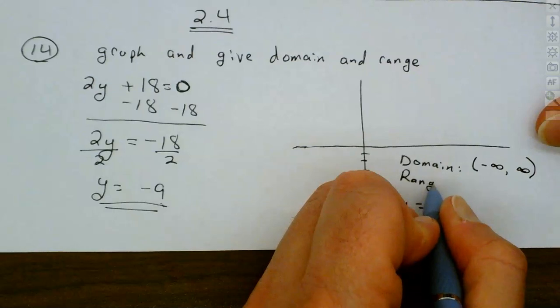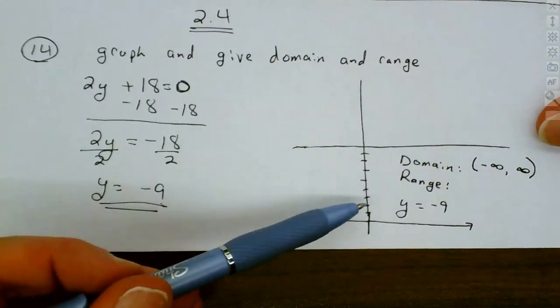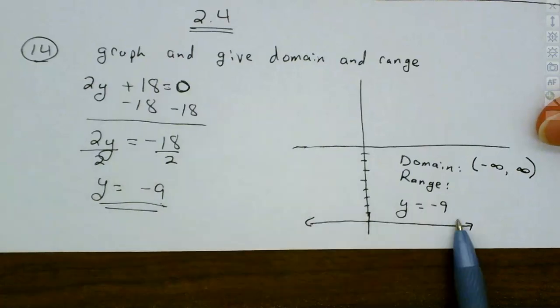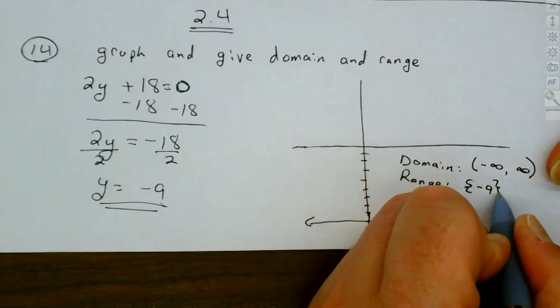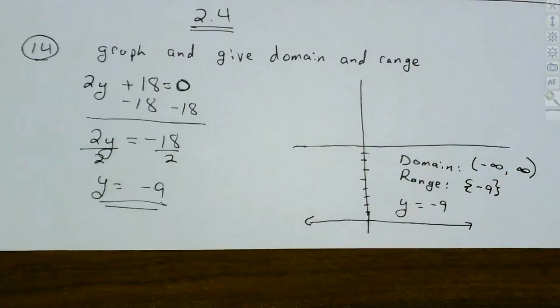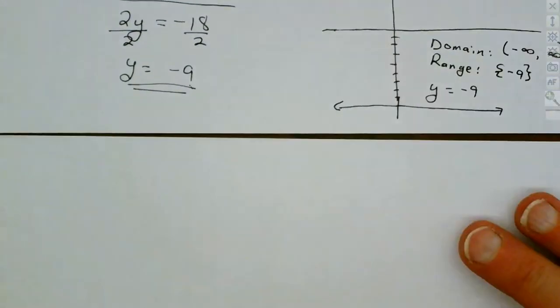What about the range, the up and down part? Does this go up or down at all? No. Where is it stuck? On the y-axis. It's stuck at negative 9. So there's your domain, and there is your range. The range is the up and down part. The domain is the left and right part. Let's do some more of these. I also picked question 15, just so we would understand how to graph these.